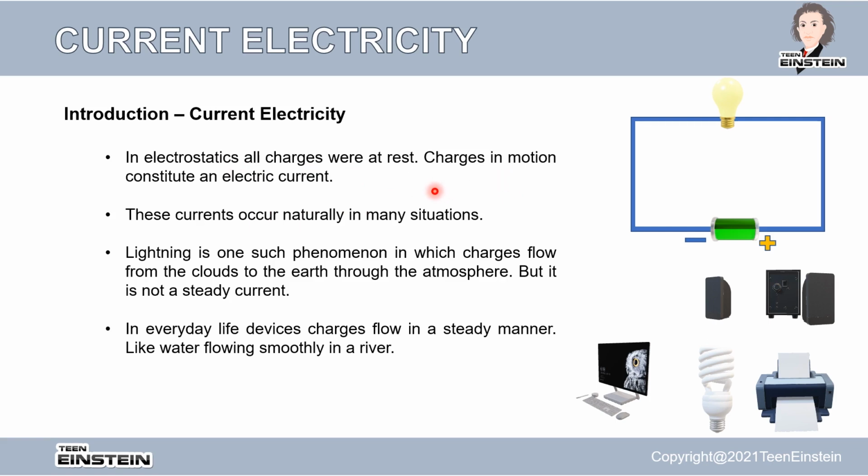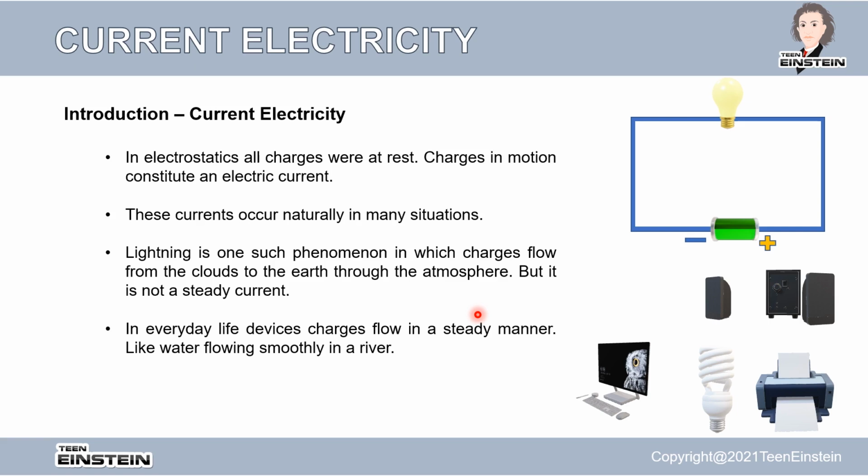They occur in many natural phenomena like lightning is one such example, in which charges flow from the clouds to the earth through the atmosphere. But it is not a steady current. Why we say it is not a steady current is because it just happens in a short amount of time. The charges are flowing from one place to another place, but it is not a continuous event.